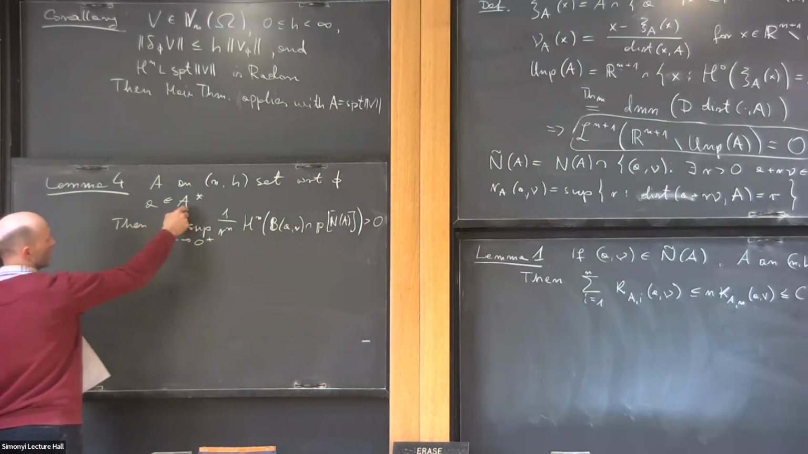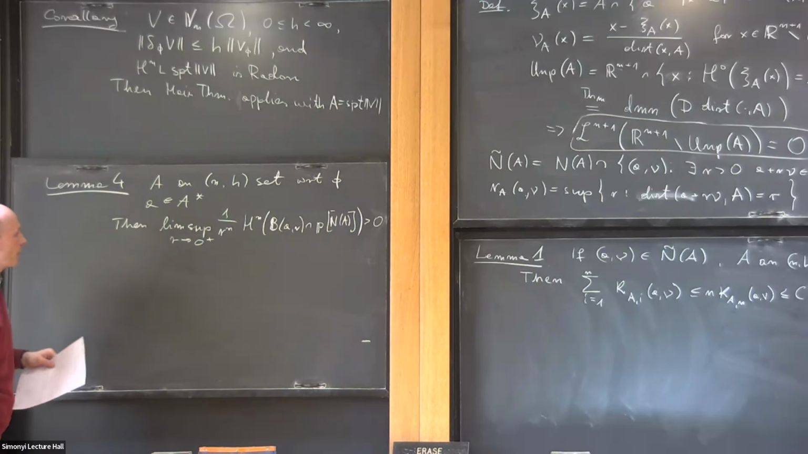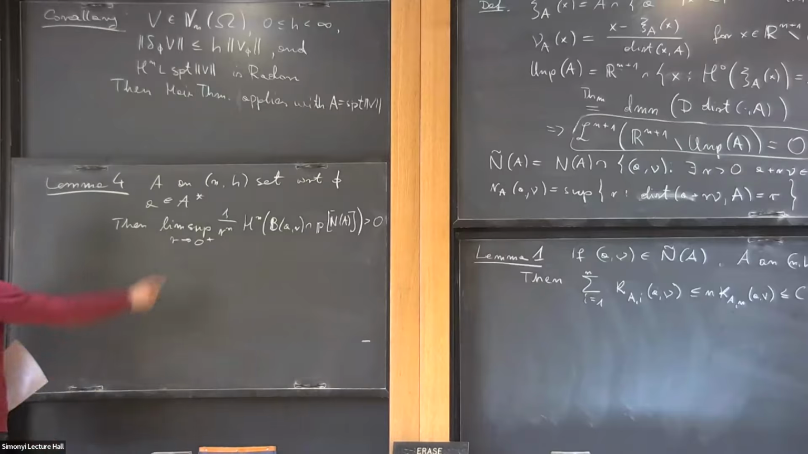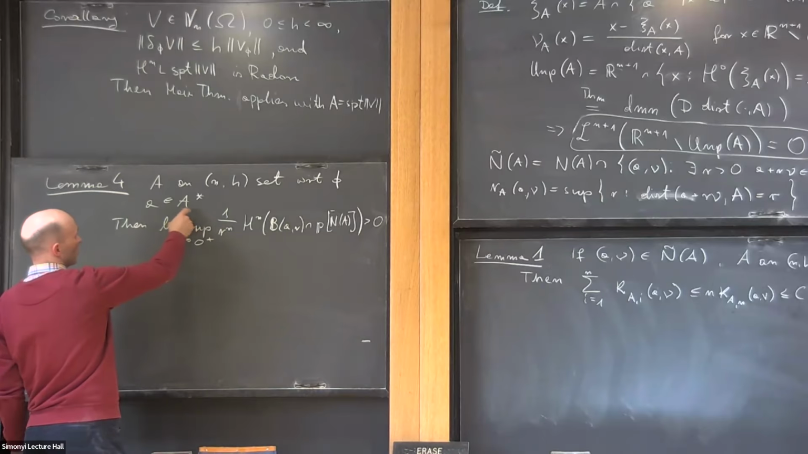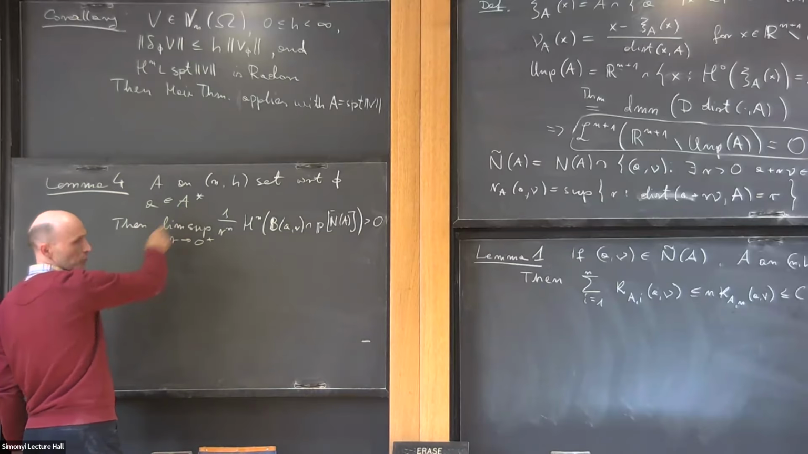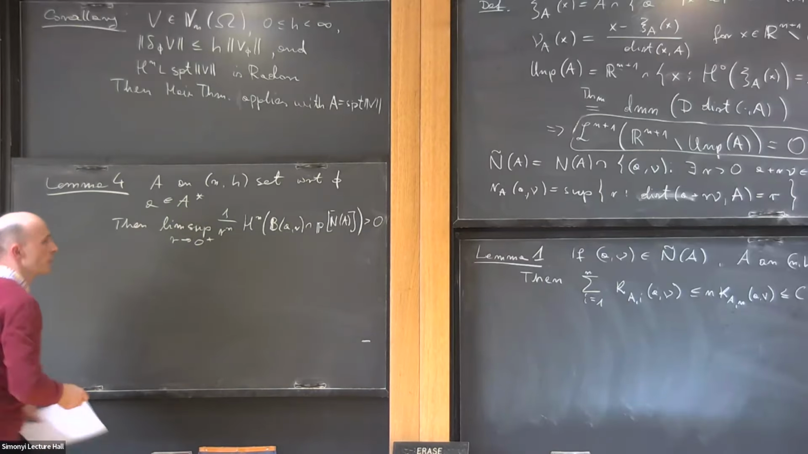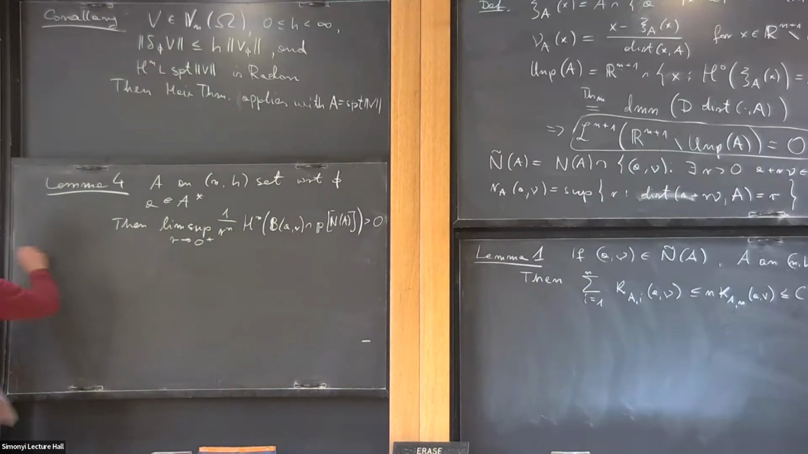For all a in A star, you have this bound, which by abstract measure theory says that this is a full measure set. Because if the complement had positive measure, then some points would have density 0. Okay, so the proof goes basically like this, with a picture.